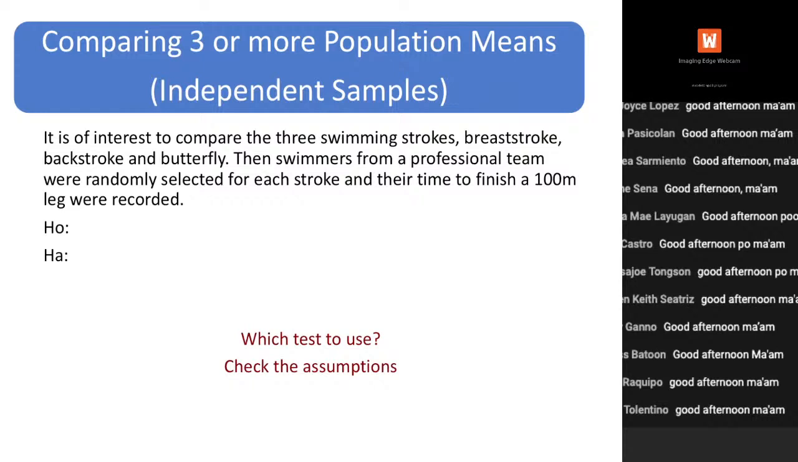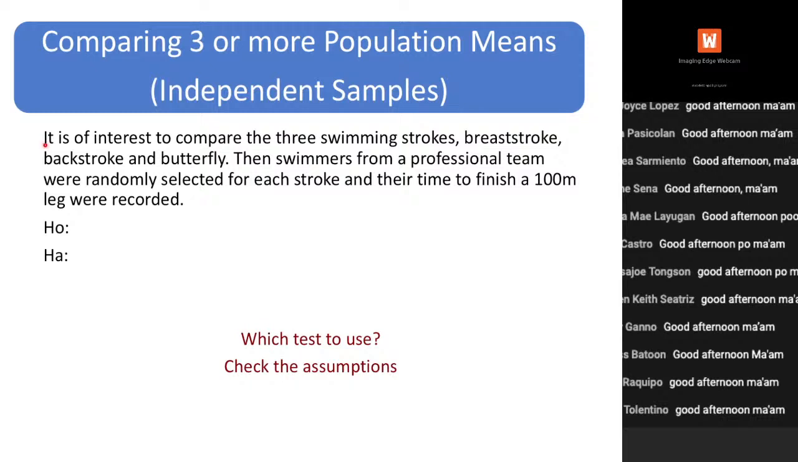Just an example, this is the last anyway. When comparing three or more population means, make sure that the samples are independent. Otherwise, if the samples are not independent, that calls for another type of test. I keep repeating, do not decide hastily. Even if you know it is ANOVA, you have to check on the assumptions. If the four assumptions are satisfied, you can proceed to using ANOVA. Otherwise, you can use the Kruskal-Wallis test, its non-parametric counterpart.